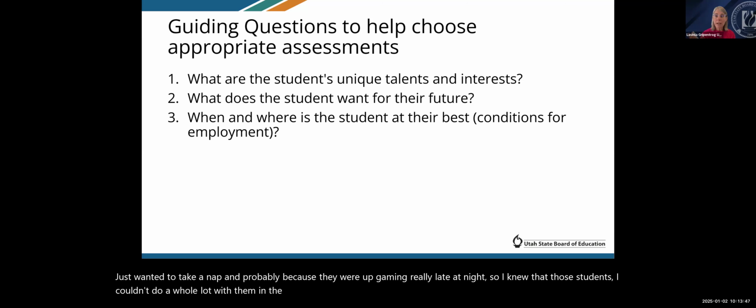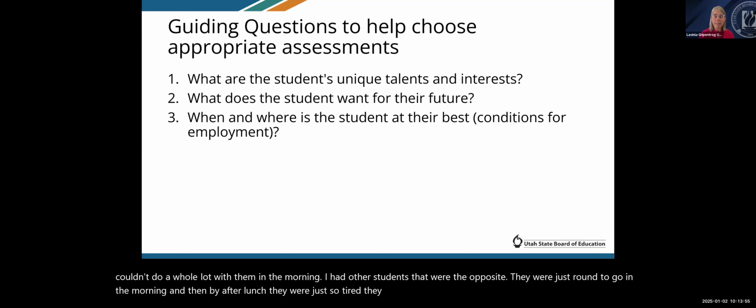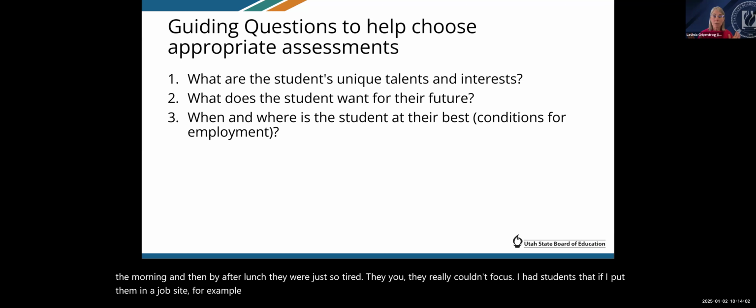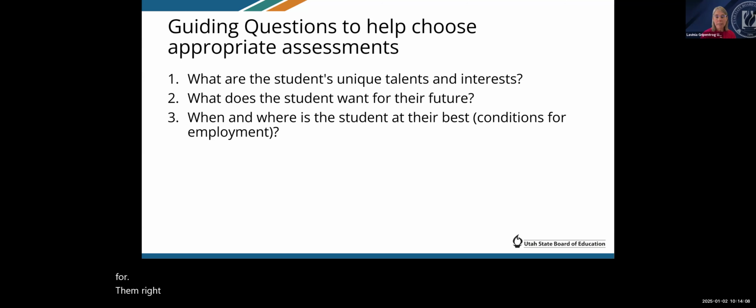I had other students that were the opposite. They were just raring to go in the morning, and then by after lunch, they were so tired they really couldn't focus. I had students that if I put them in a job site, for example, like Walmart, there was just lots of noise and people and lights, way too overwhelming for them, right? So they needed a place that was more quiet.